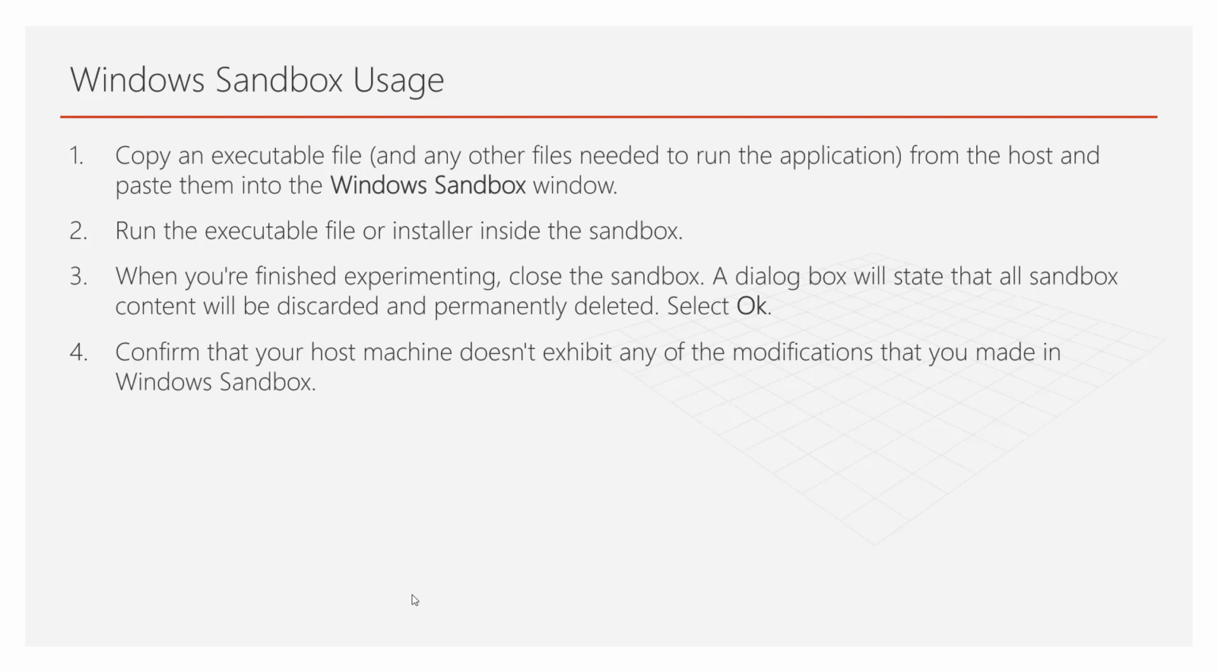Windows Sandbox usage. Copy an executable file or malware file from the host and paste it into the Windows Sandbox window. Run the executable file or installer inside the sandbox. When you are finished experimenting, close the sandbox. A dialog box will state that all sandbox content will be discarded and permanently deleted. Select OK. Confirm that your host machine does not exhibit any of the modifications that you made in Windows Sandbox.